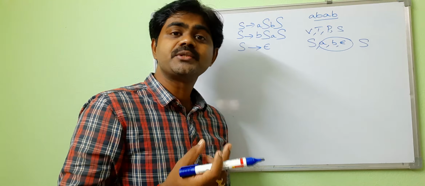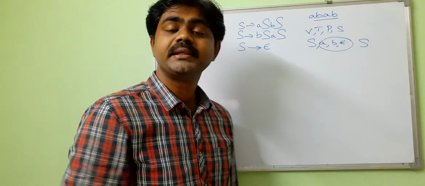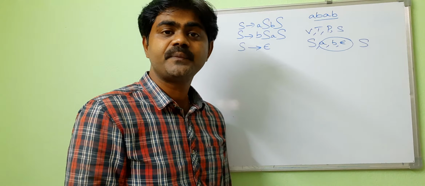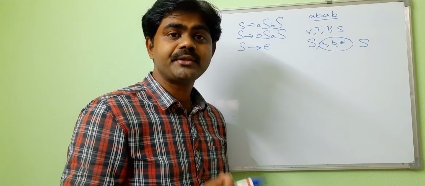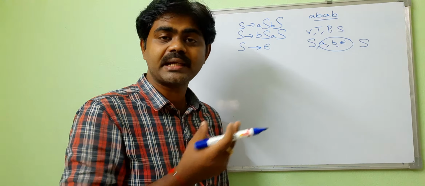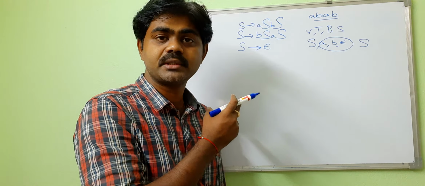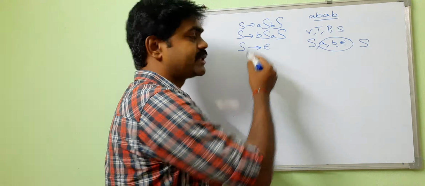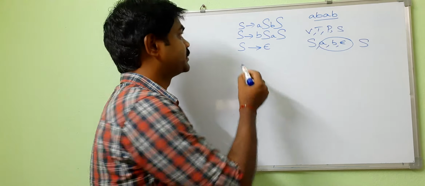So what string do I need to generate here? ABAB is the string I need to generate. Now I am going to check whether we can generate more than one parse tree, and whether the given grammar is ambiguous or not. That is my point here. So let us start with the first one.